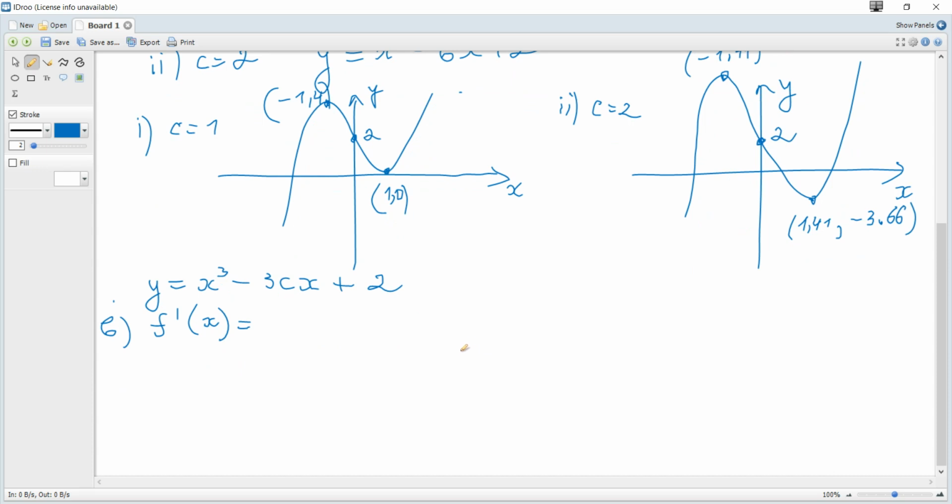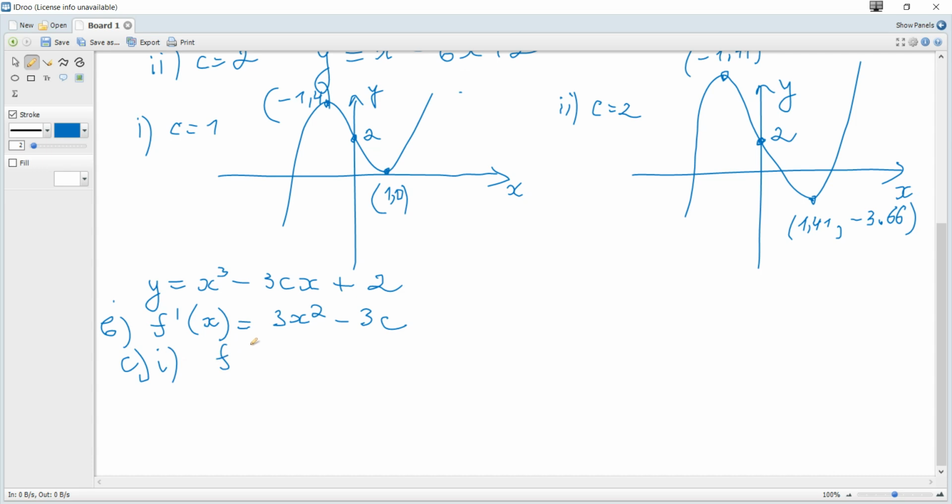The next, write down an expression for the derivative of f. So the derivative becomes 3x squared minus 3c, 1 mark. C. Hence or otherwise, find the set of values of c such that the graph of y is f of x has (i) a point of inflection with 0 gradient, 1 mark.